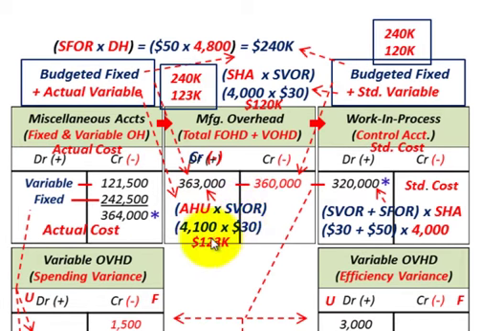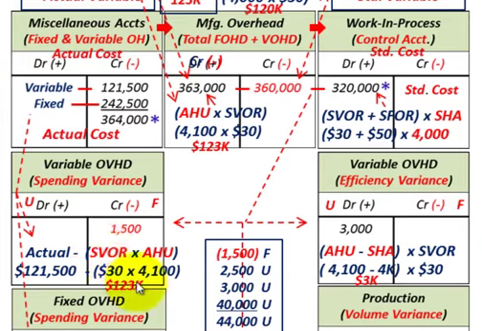The actual amount used here, $121,500, is less than what we had budgeted based on our actual hours used here, based on our standard variable overhead rate, so $123,000. $1,500 variance, favorable amount here, so we credit it.